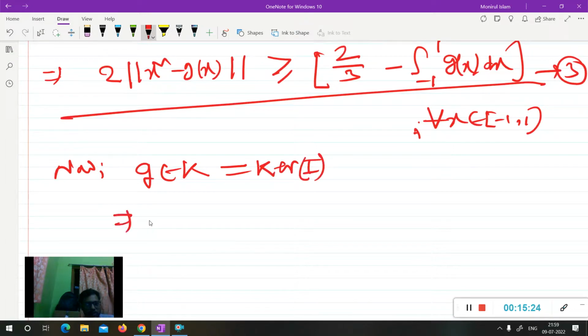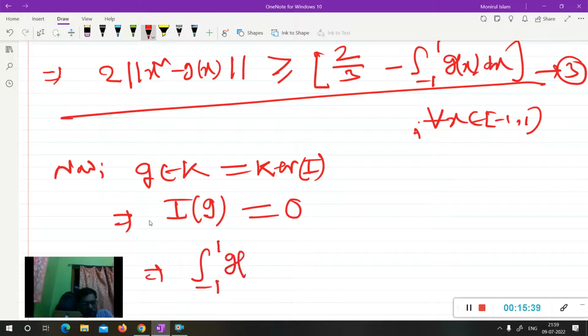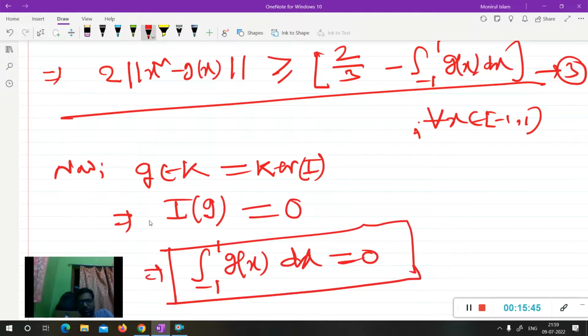So from here you can tell that I send g to 0. It's a linear function, so it maps the identity of the scalar field R, which is 0, so it maps g to 0. So this gives the integral from -1 to 1 of g(x) dx, and this will be 0. So this integral will be 0. Okay, so this is the trick. So from here you can place it, this integral value will be 0.